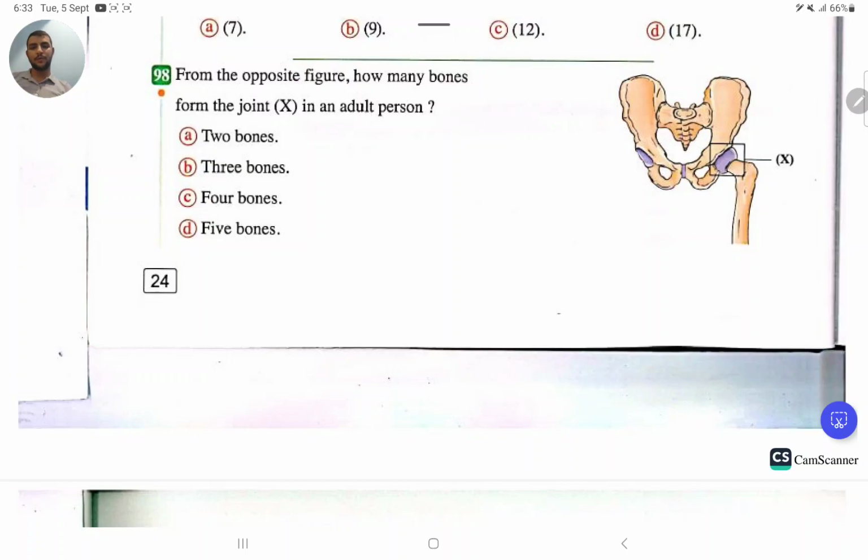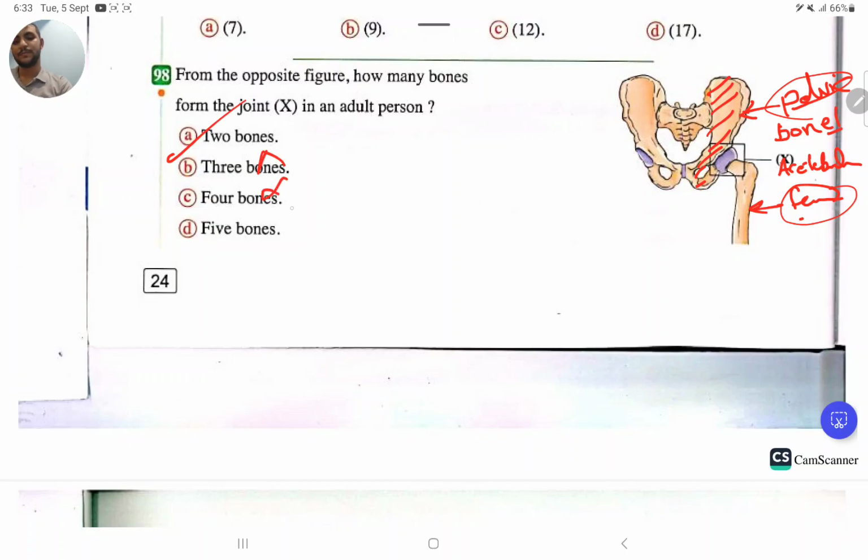Question 98: from the opposite figure, how many bones form the joint X in an adult person? All this part is the pelvic bone, so it's one. And this part X is the acetabulum, because it's a lower limb, and this bone is the femur. So I have one bone, the femur, and one bone, the pelvic bone, so the answer will be 2 bones. Is that clear? My answer is clear also, because I know the acetabulum cavity.